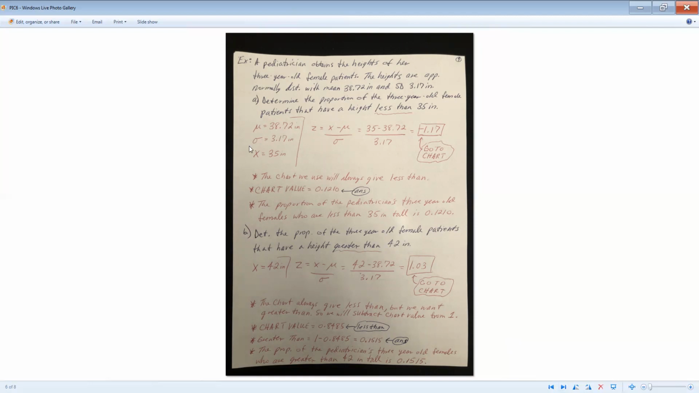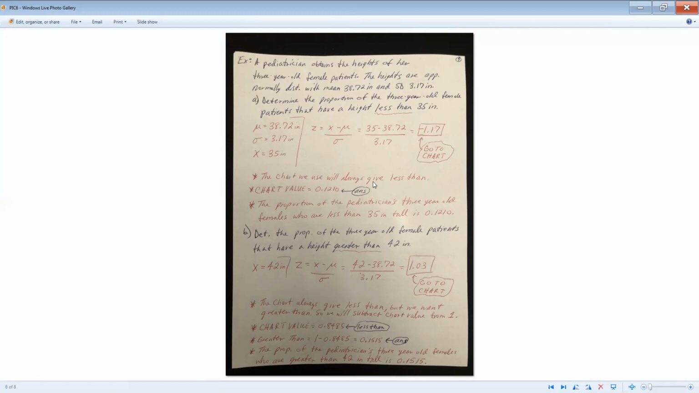So they give us the mean, they give us the standard deviation. Our data value in question is 35. We want to know the percentage of female patients that would be less than 35. So that's the X value. So put it in the z-score formula, 35 minus 38.72 over 3.17, that'll be negative 1.17. So now we go to the chart. We look at negative 1.1 on the left column, go to 0.07 on the top row.